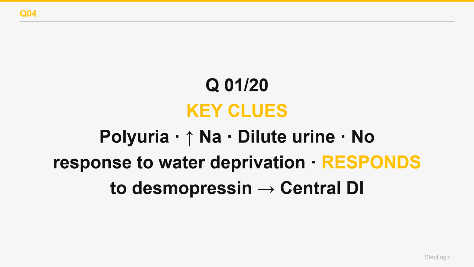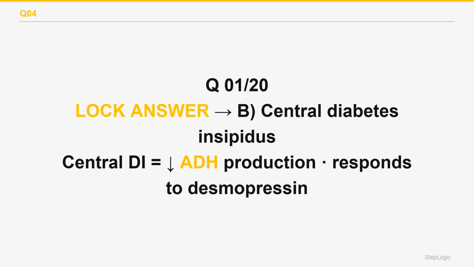Desmopressin is synthetic ADH. In central DI, the problem is a deficiency of ADH production from the posterior pituitary, so giving exogenous ADH works, and urine osmolality jumps, here from 90 to 480. The kidney responds normally once hormone is supplied. In nephrogenic DI, choice C, the kidney cannot respond to ADH: receptor defect.